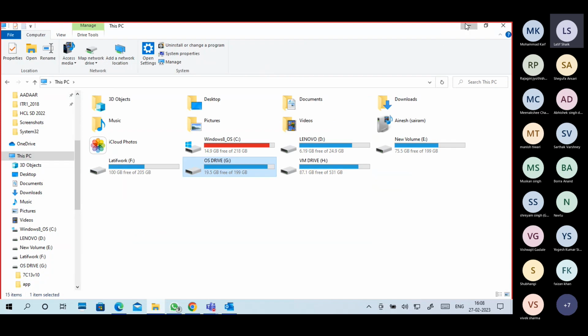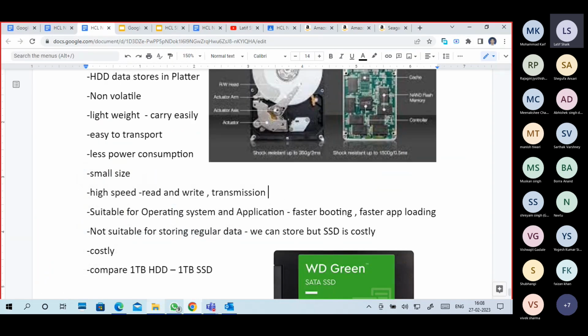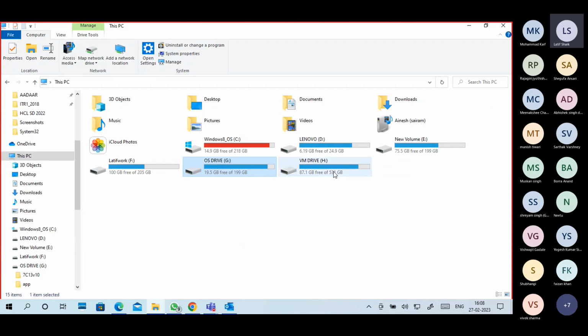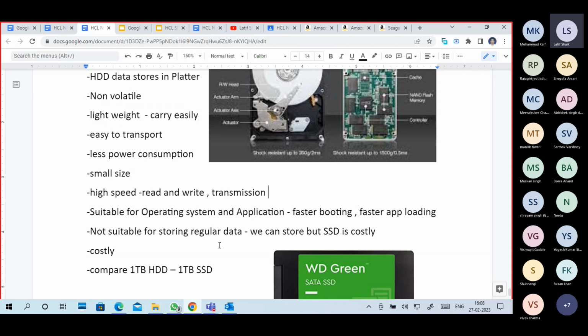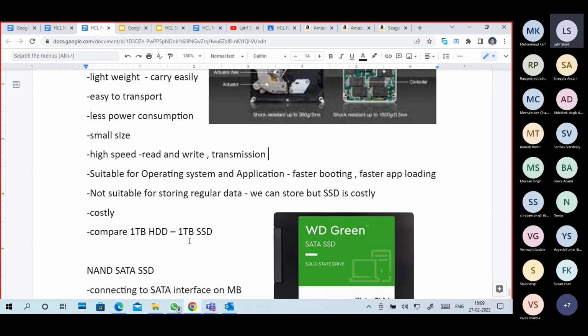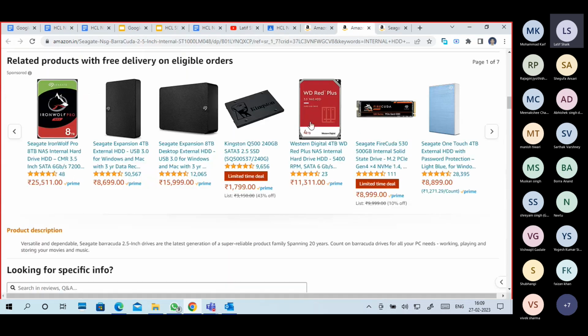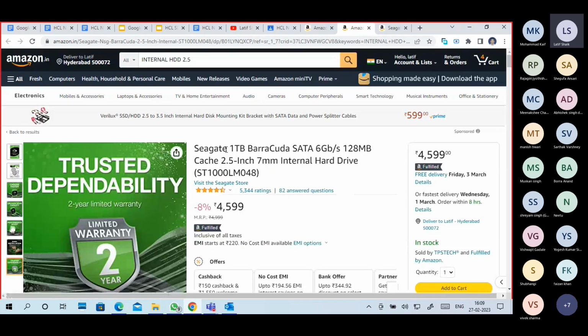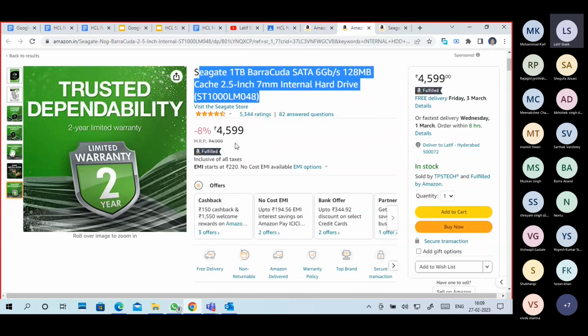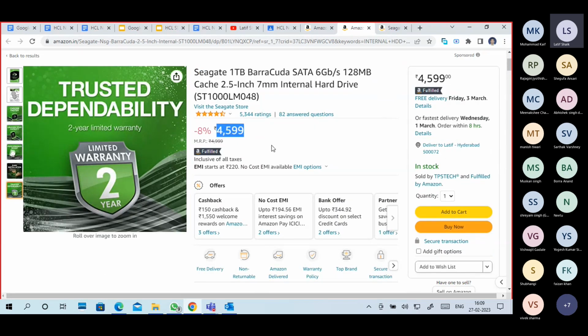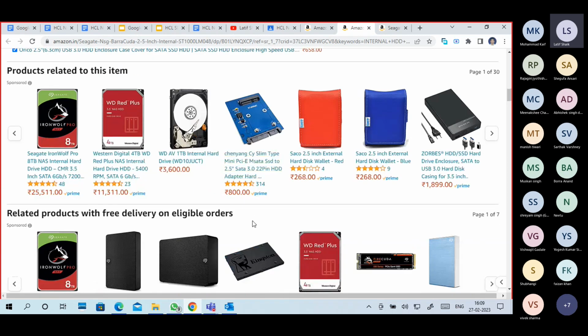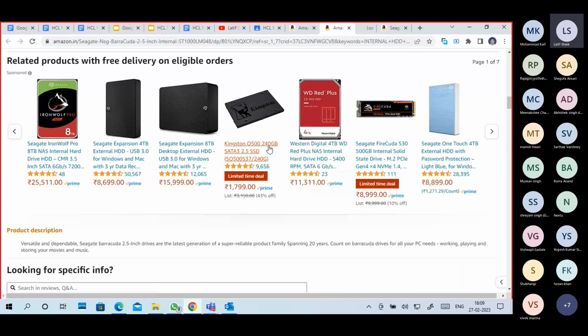Okay, it is good, but if you observe here, this is 200 GB, this is 500 GB. What is the cost of an SSD? When you compare the cost between a hard disk and an SSD, there is a huge difference. This is a laptop hard disk, which we opened, priced at 4,599.